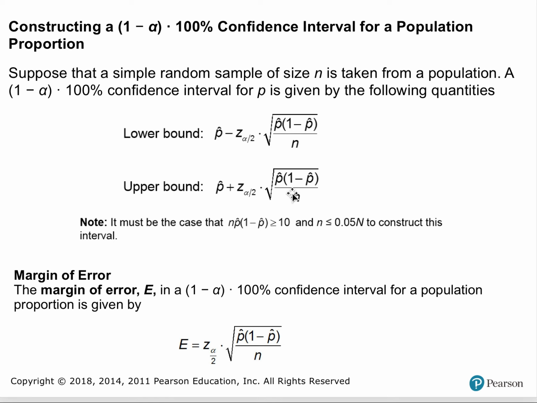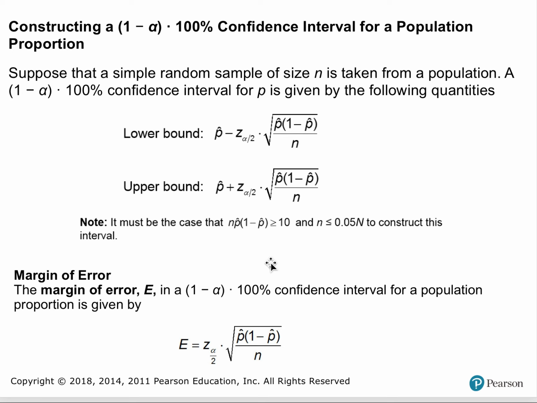Also in the formula, this z sub alpha over 2, those are called our critical values, right? And the critical value represents the number of standard deviations the sample statistic can be from the parameter and still result in an interval that includes that parameter.